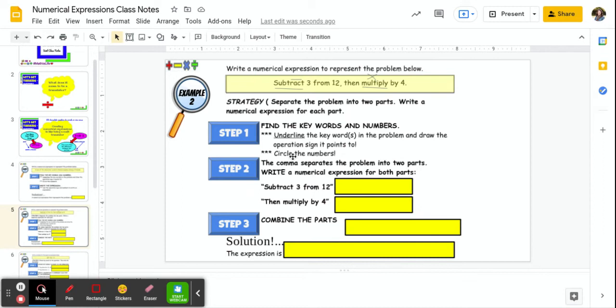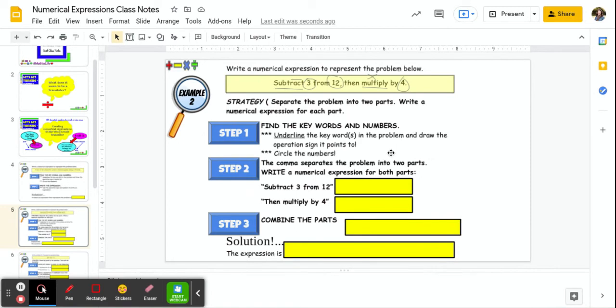The next thing that I'm to do is to circle the numbers. So I'm still on that scribble feature. I'm going to circle the number 3. I'm going to circle the number 12. And lastly, I'm going to circle the number 4. Okay, so now it's almost like I have 3, 12, 4, subtraction, multiplication. It's almost like I have those 5 things on a Post-it note. And now I'm trying to decide how to pair those together to translate this into numbers and operations.